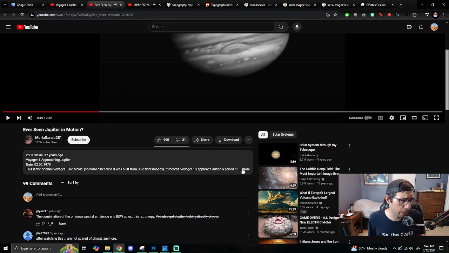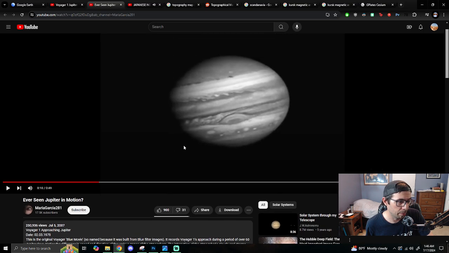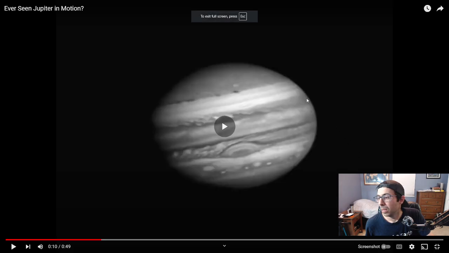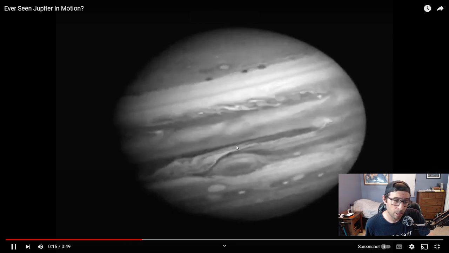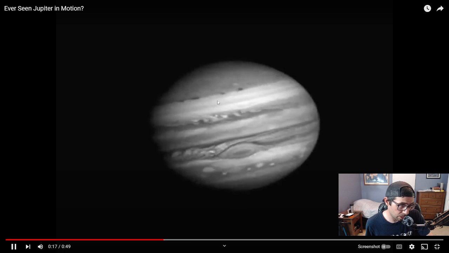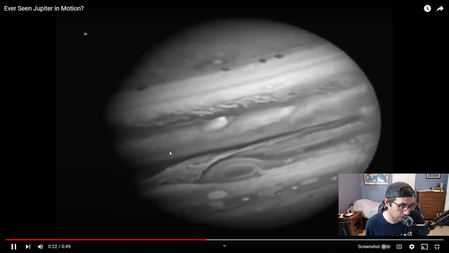Let's read this information. This is the original Voyager Blue movie, so named because it was built from blue filter images. It records Voyager 1's approach during a period of over 60 Jupiter days. Notice the difference in speed and direction of the various zones of the atmosphere. Eddies. Interacting currents, eddies, these like up down ripples.